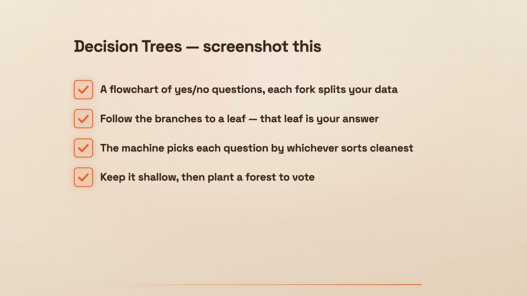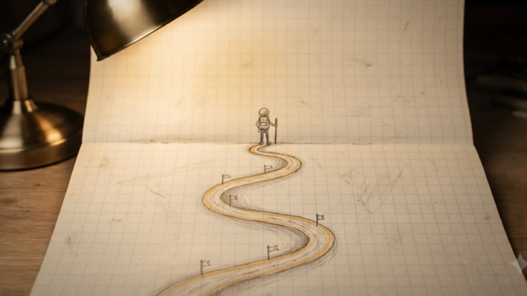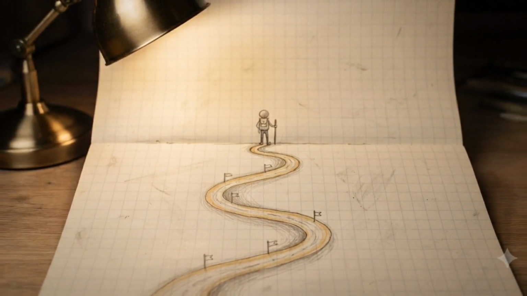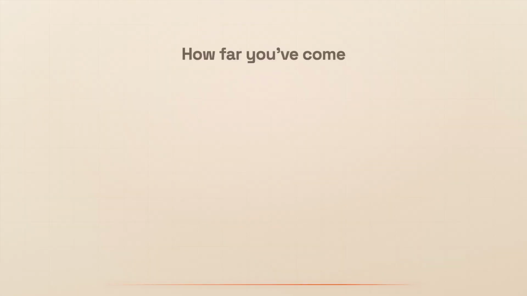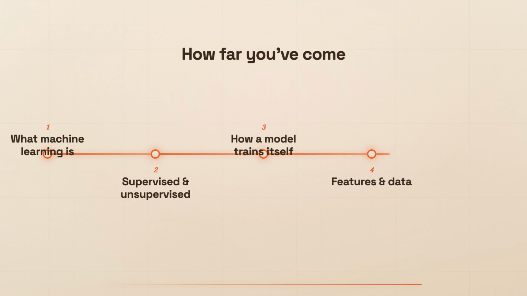Look how far you've come. You learned what machine learning even is, rules from examples. The 2 big families, supervised and unsupervised. How a model actually trains itself. What features and data do for it. The 2 great failure modes, overfitting and the bias variance tug-of-war. You built a straight-line predictor from scratch, and today, a second kind of model entirely. That is the real foundation of the whole field. You're not watching from the outside anymore. You understand the machine.